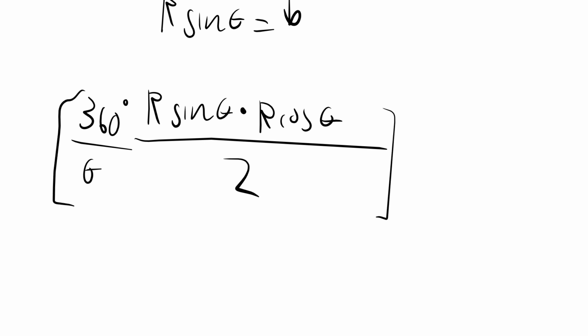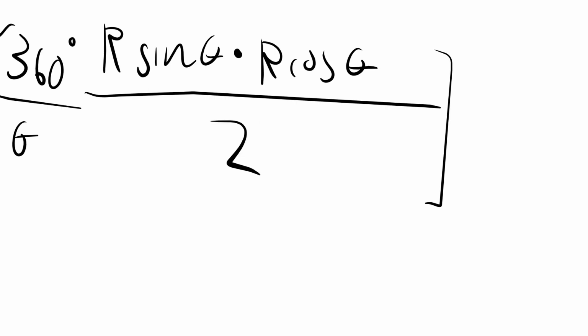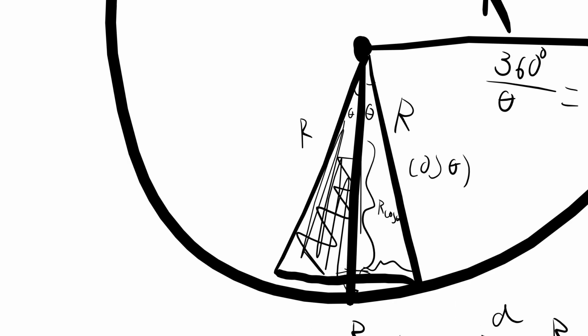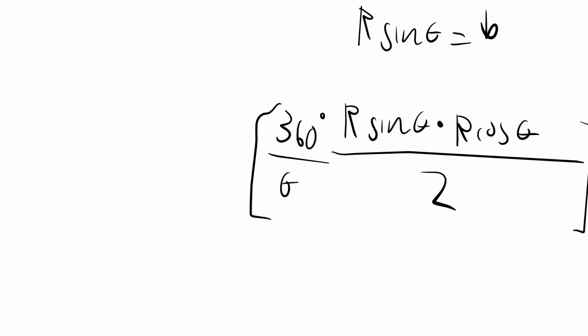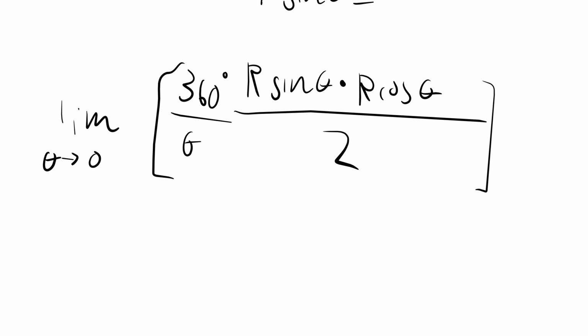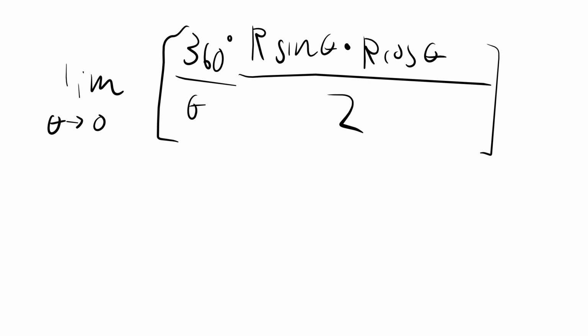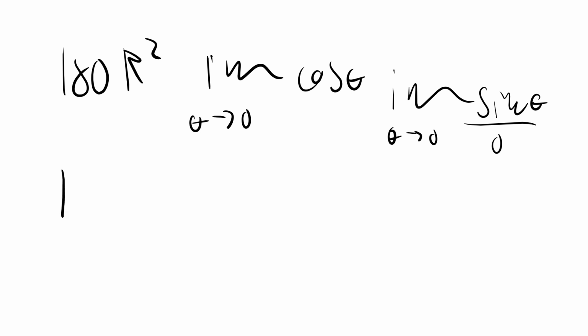And of course, we are taking the limit as theta approaches 0, because as theta approaches 0, the smaller and smaller these triangles are going to get. So we take the limit as theta approaches 0. There's a lot of limits. So there we go, and you can simplify it. Let's simplify that real quick. That leaves us with 180 over theta, r squared times 1 times 1.